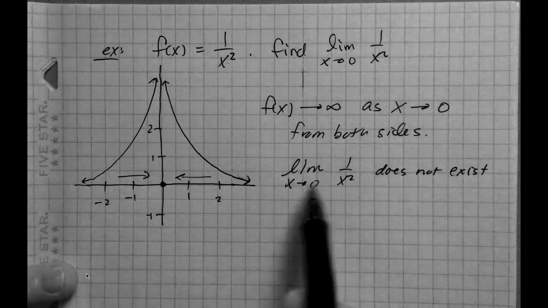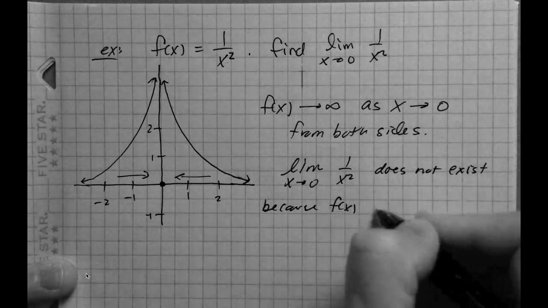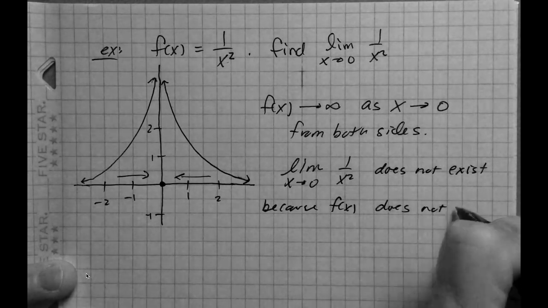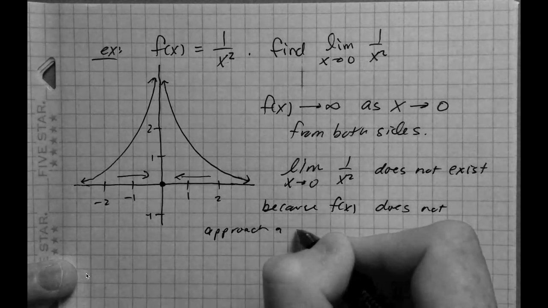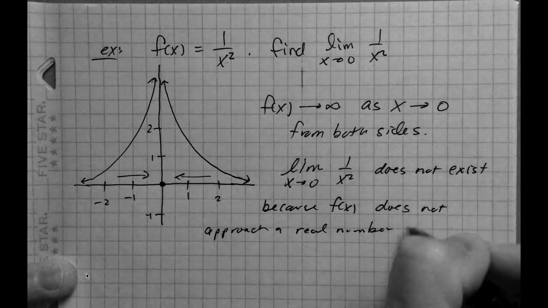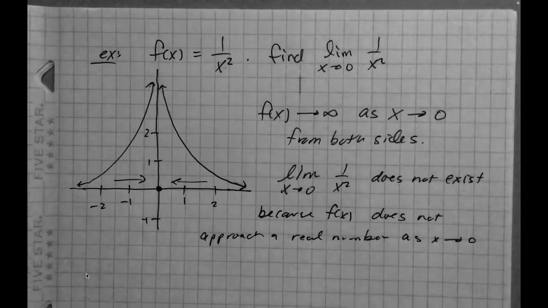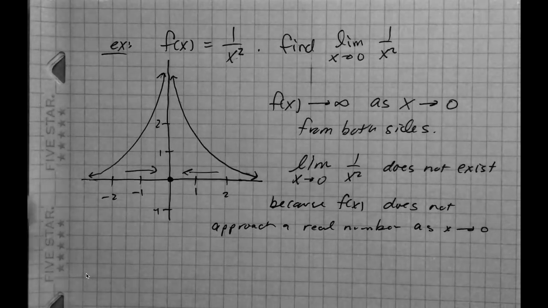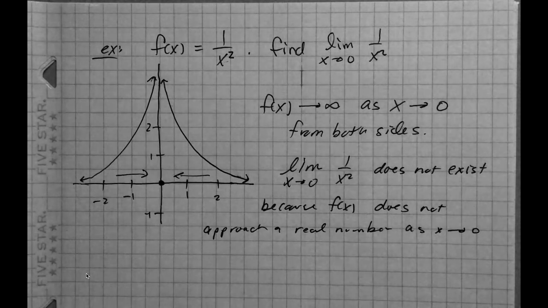So we would say that the limit does not exist because f of x does not approach a real number as x approaches 0. All right, so infinity is a concept. Really, it's not a number. It's certainly not a real number.